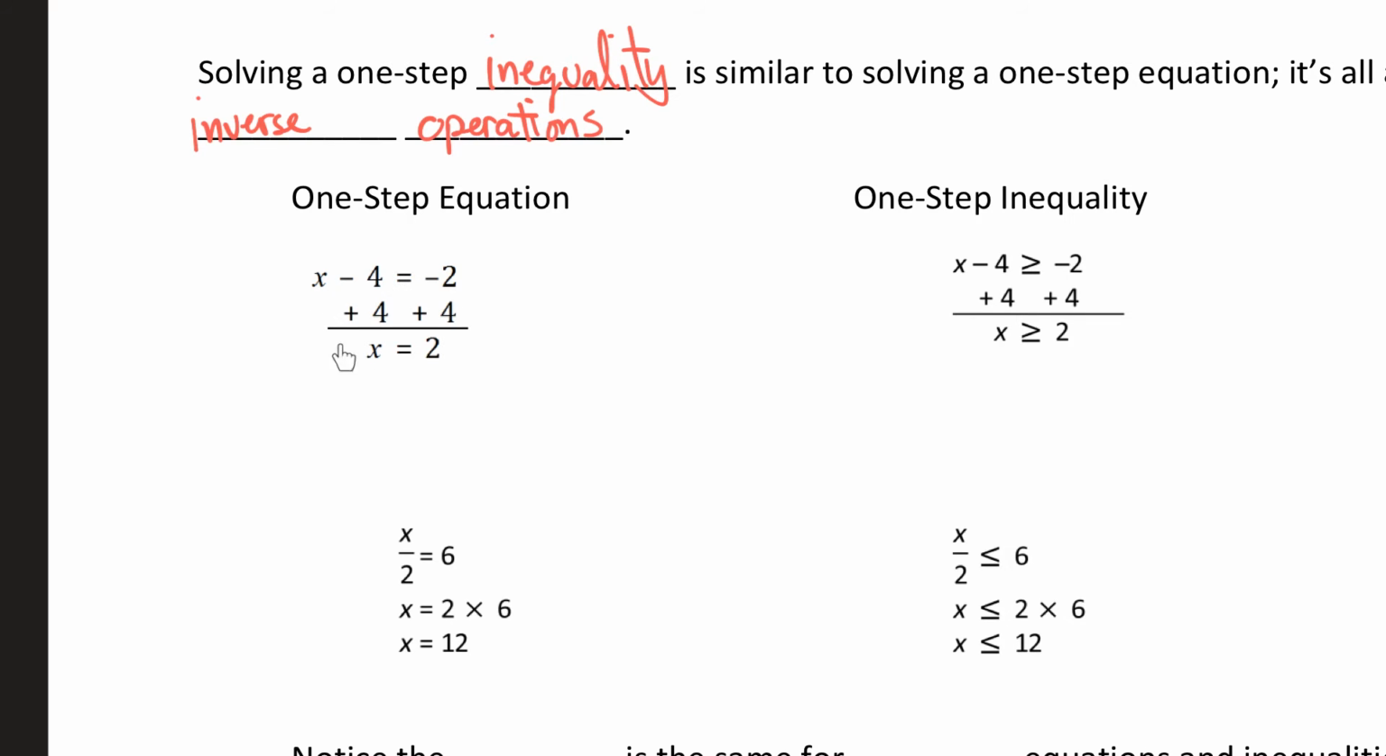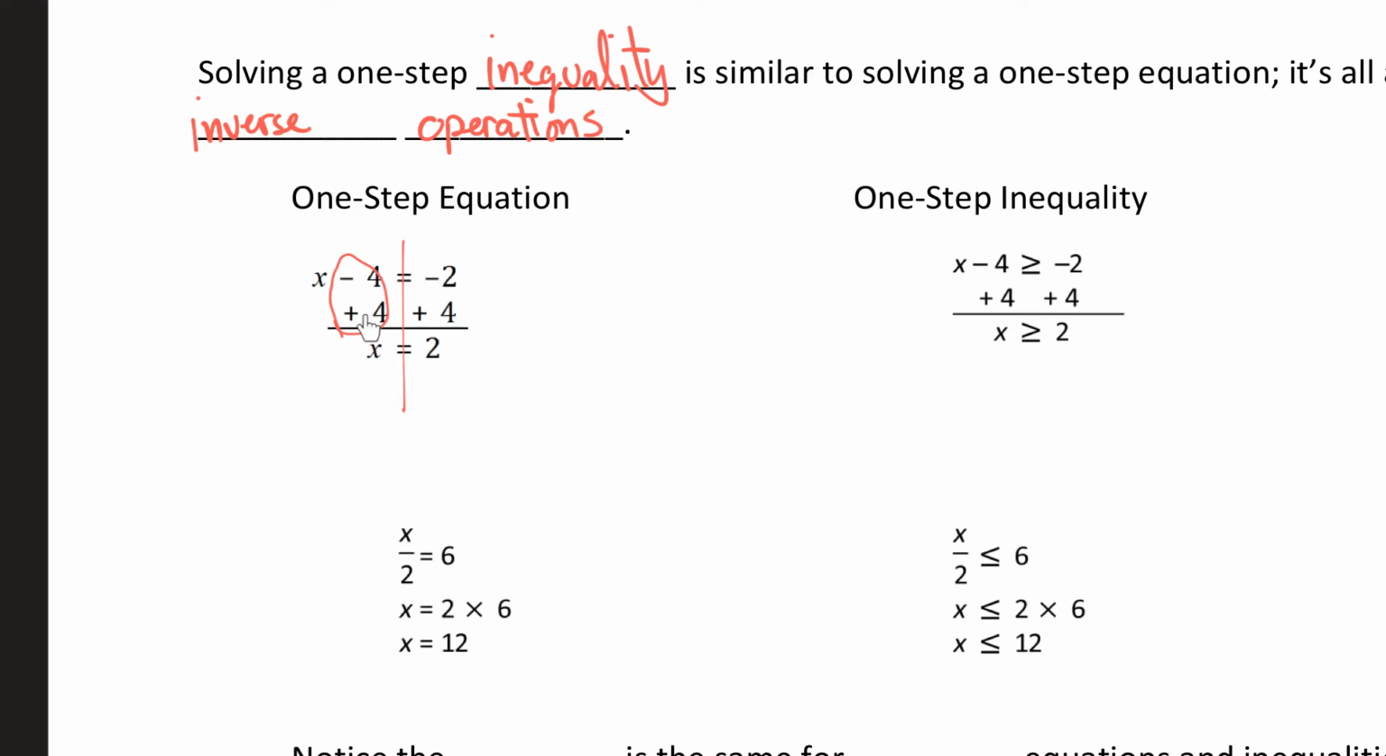To solve this one-step equation, I'm going to add 4 to both sides. These are inverse operations. If I see subtraction here, I'm going to use addition to solve it. But I have to do the same thing on both sides of the equal sign. And I did so. Right here, I added 4. -2 plus 4 is +2.